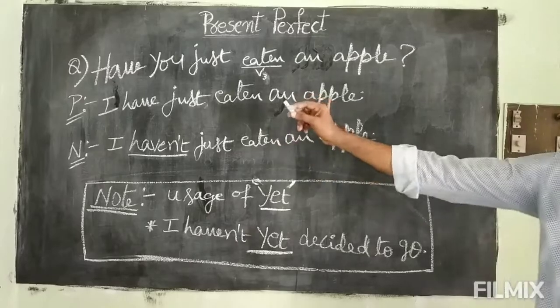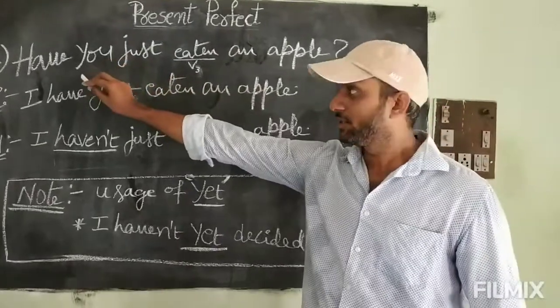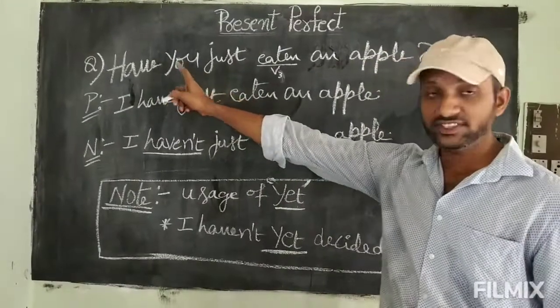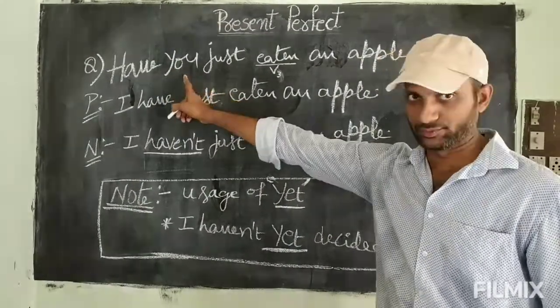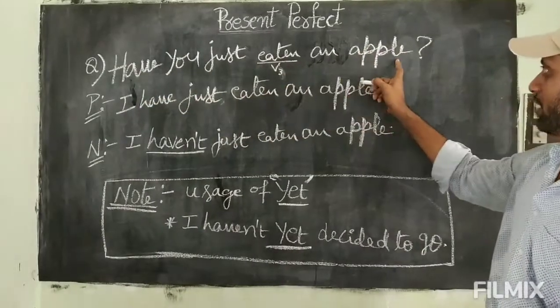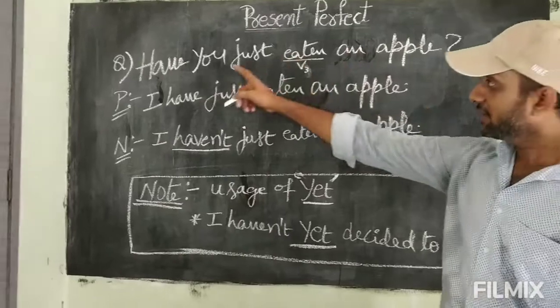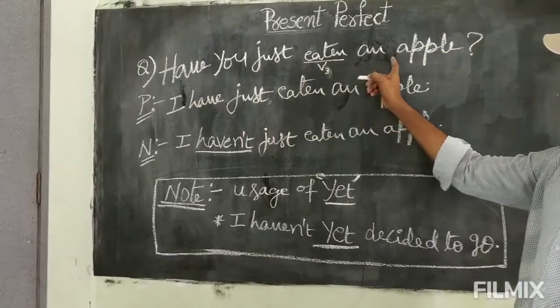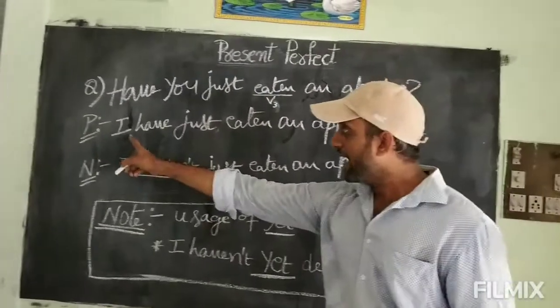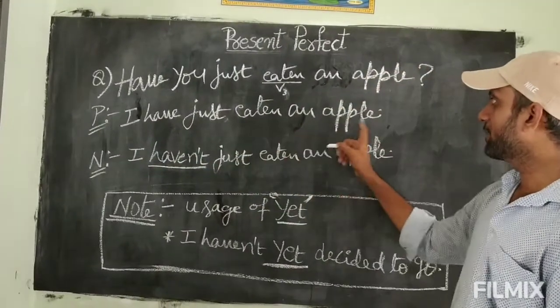Example, how to frame a question with have. We know that for have, we have to use I, you, we, they pronouns. In that, we are framing a question with you. Now, have you just eaten an apple? I am asking a person, have you just eaten an apple? He is answering me, I have just eaten an apple.